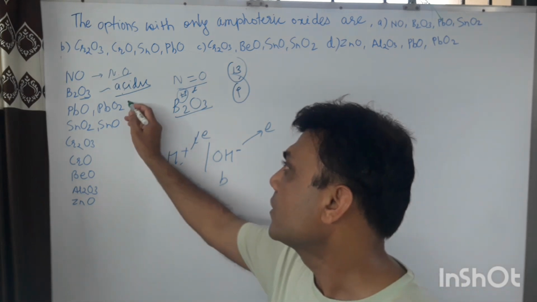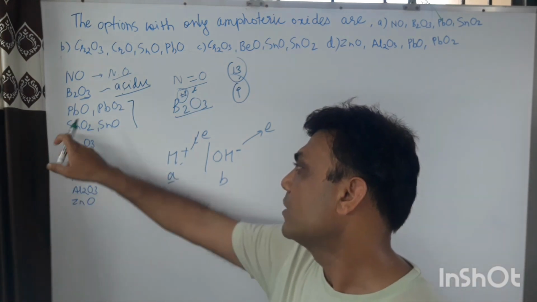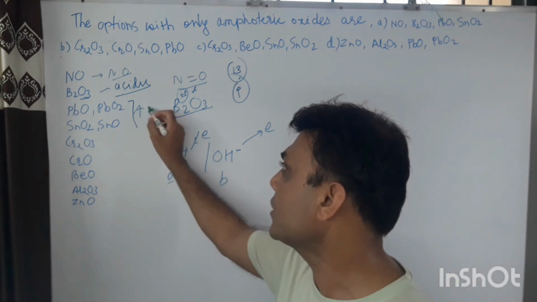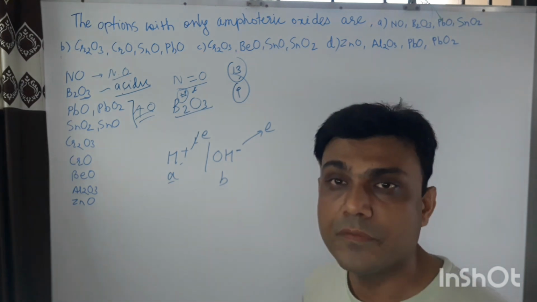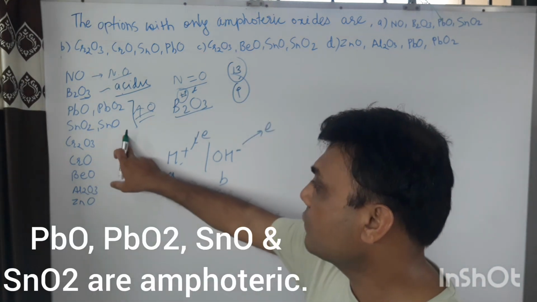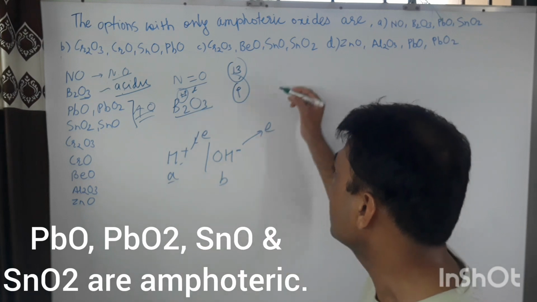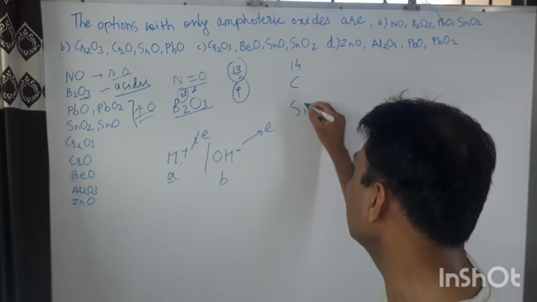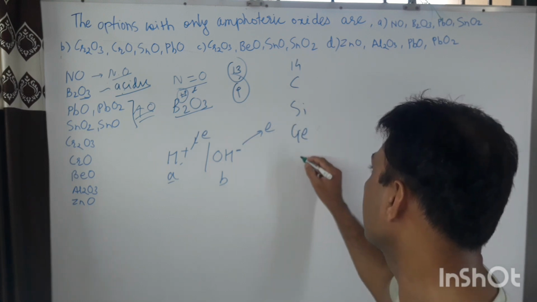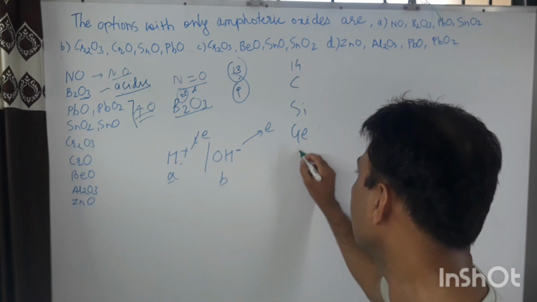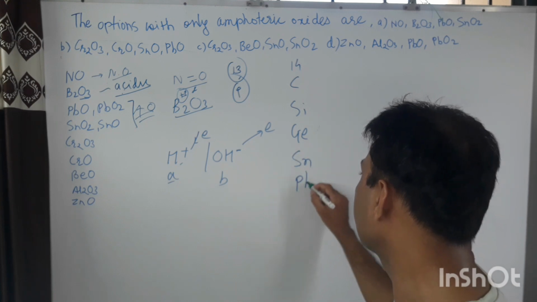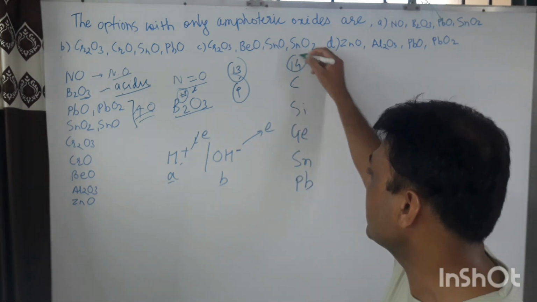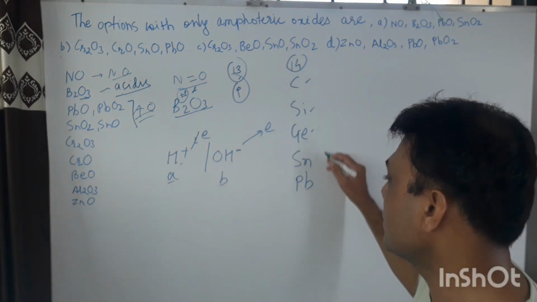Now we will see lead oxide, lead dioxide, tin dioxide and tin oxide. These all are amphoteric oxides. These four are amphoteric oxides. Now why are these four amphoteric oxides? Because if you see in group 14, there are these elements: carbon, silicon, germanium, tin and lead.